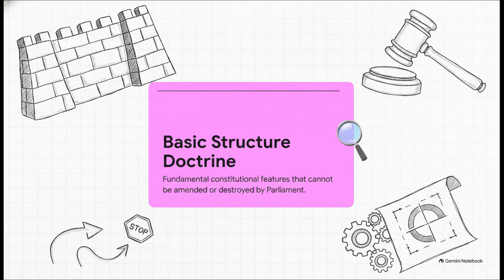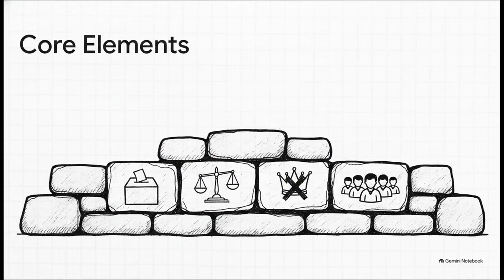Out of that 1973 case came the basic structure doctrine. The Supreme Court made a truly profound ruling. They basically said, yes, Parliament, you can absolutely amend the Constitution. However, you do not have the power to destroy its fundamental identity. There is a basic structure to this blueprint that is 100% off limits, no matter how massive a majority the government might hold.